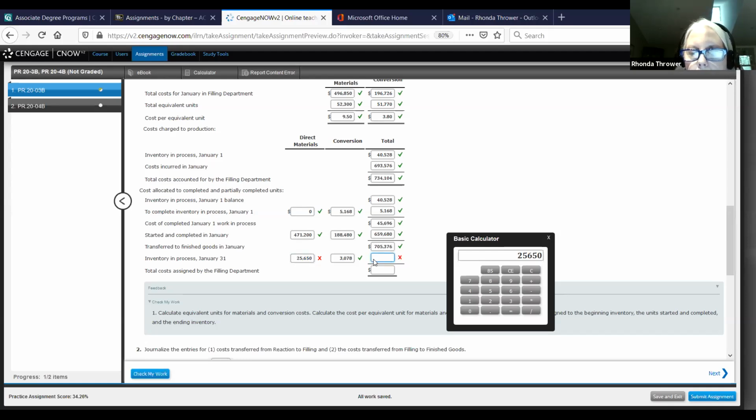And this 25,650 would be added to the conversion for the ending inventory. The conversion costs were $3,078. And the ending inventory cost is $28,728.